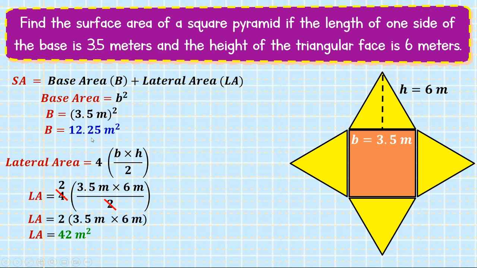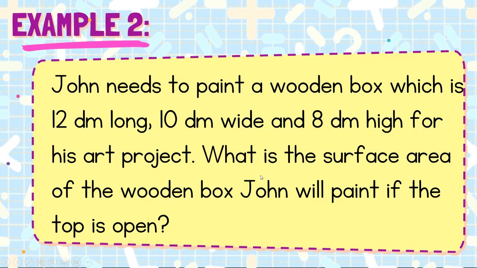And we have the base equal to 12.25 square meters. Then add all together to find the total surface area. 12.25 square meters plus 42 square meters. Therefore, the total surface area is equal to 54.25 square meters. Now, we have this example number 2.